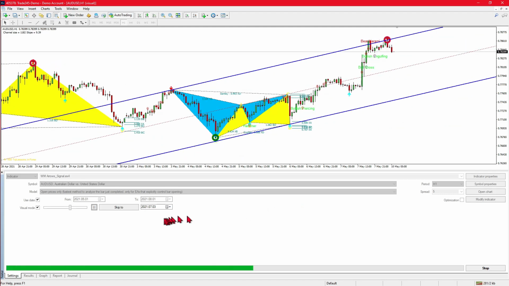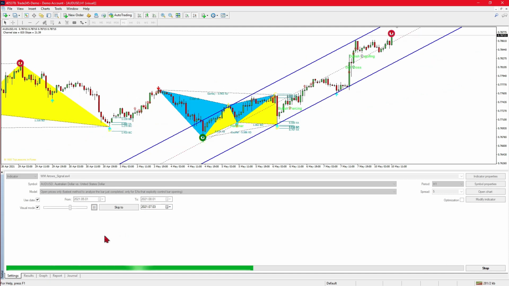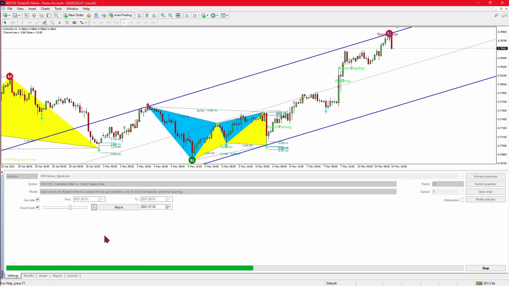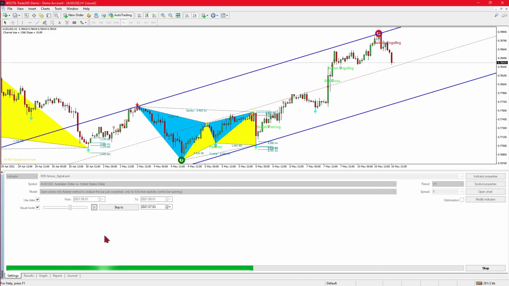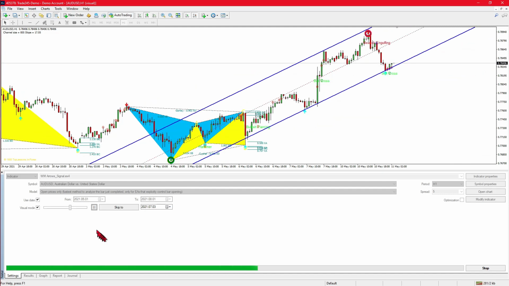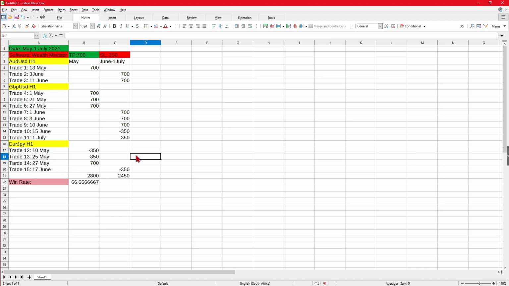So I have conducted a backtest on AUD/USD, GBP/USD and EURJPY in order to test this. So right here you can see the results taken over a period of 2 months from May and June, including the 1st of July. From these results, we get a win rate of 66%. The take profit we were using was 700 and the stop loss we were using was 350 pips.